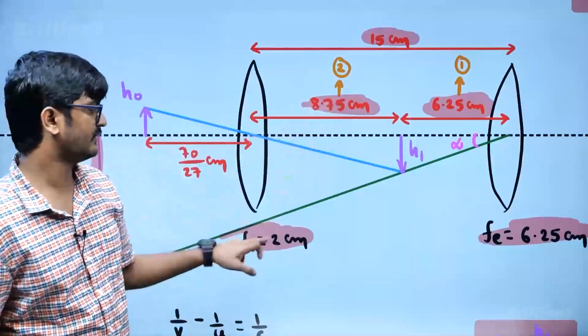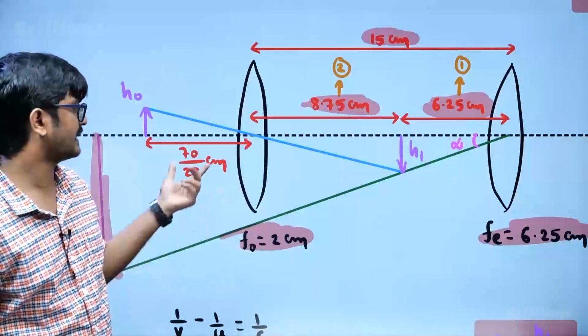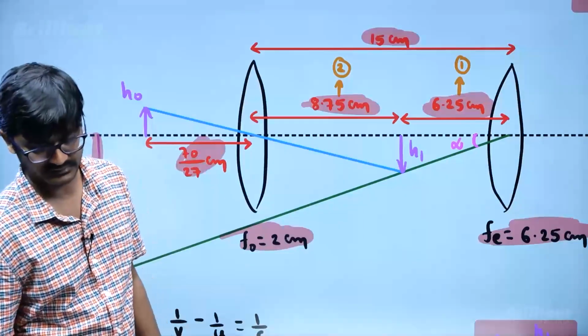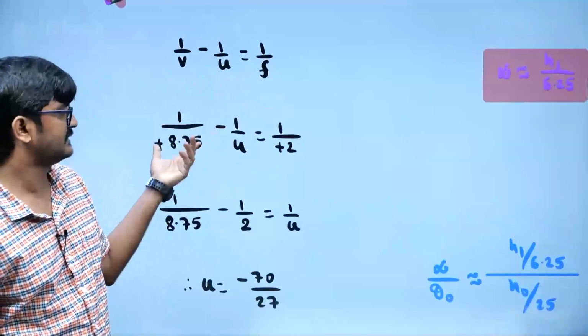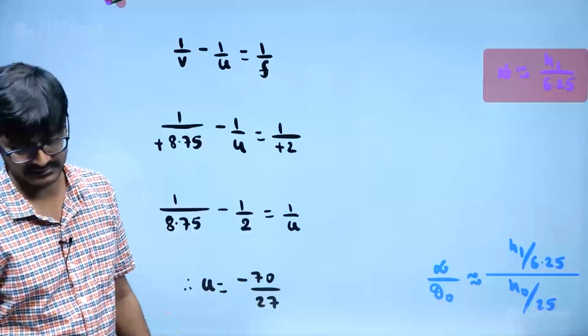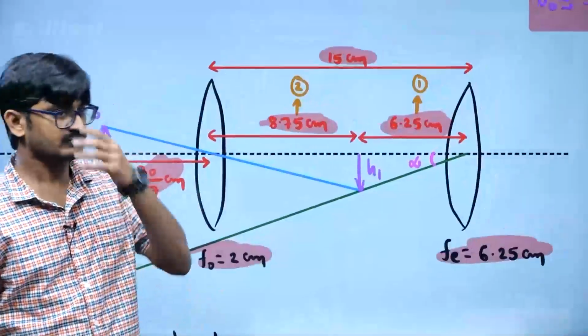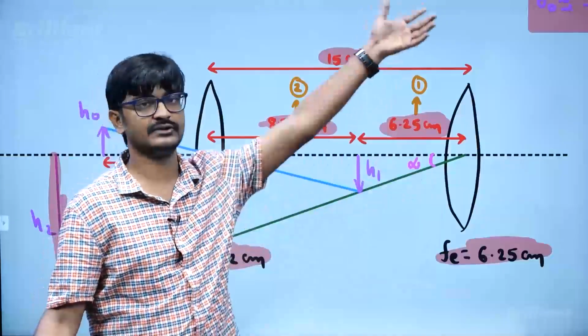Now I know V, I know F, so I can use the lens formula and get the object distance. So this is how I will be using the lens formula. I know the image distance, I know the focal length, I can get the object distance. Now once we are done with this, we need to find alpha and divide it by theta naught, right?